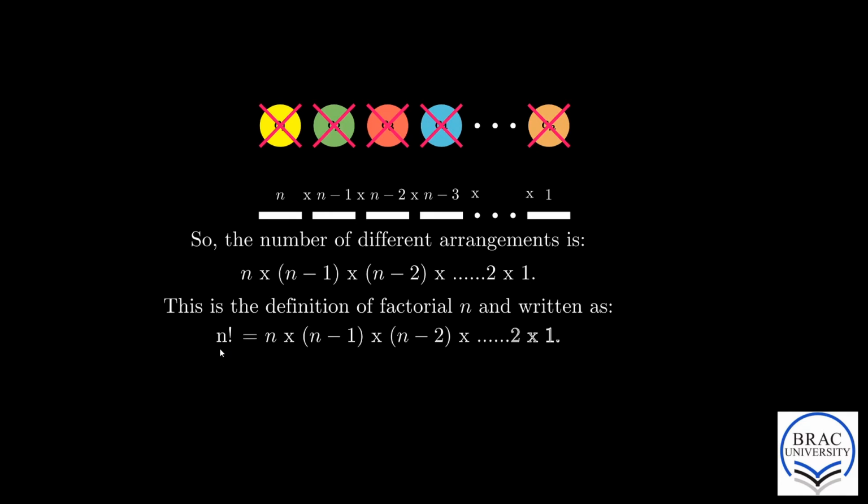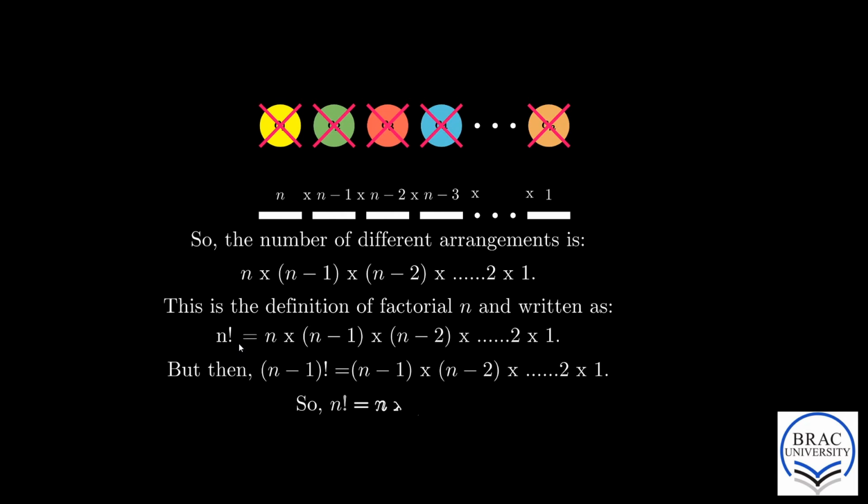Since this is the definition of n factorial, n factorial starts from 1 and ends at n. So n minus 1 factorial starts at 1 and ends at n minus 1. So from 1 to n minus 1 we have n minus 1 factorial. We can write n factorial equals n into this, and by definition this is n minus 1 factorial. So n factorial equals n into n minus 1 factorial.